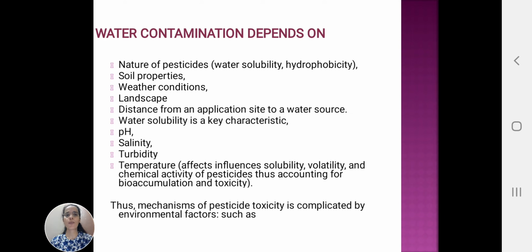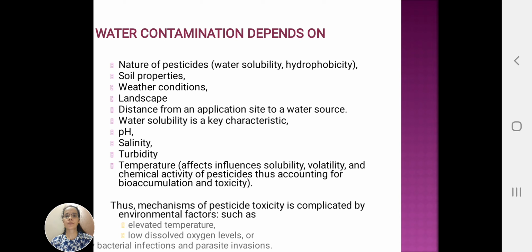Thus, mechanism of pesticide toxicity is complicated by environmental factors such as elevated temperature, low dissolved oxygen level, or by bacterial infections and parasite invasions.